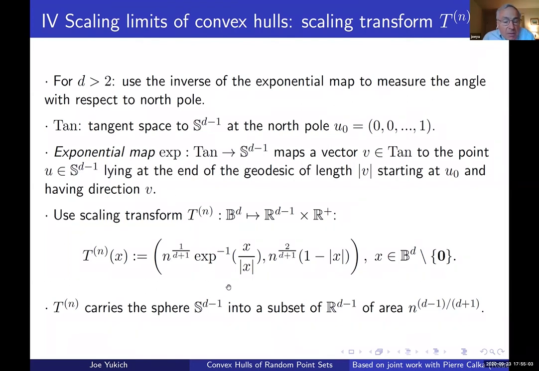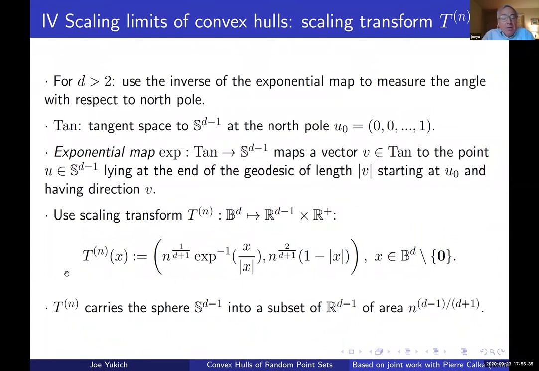In higher dimensions, we use the following transform. We look at the distance a point has to the boundary, that's 1 minus norm of x. We rescale it by n to the 2 over d plus 1 in the radial direction. And then we take the angle that the point makes with the North Pole as measured by the inverse of the exponential map, and we scale this by the square root of n to the 2 over d plus 1.